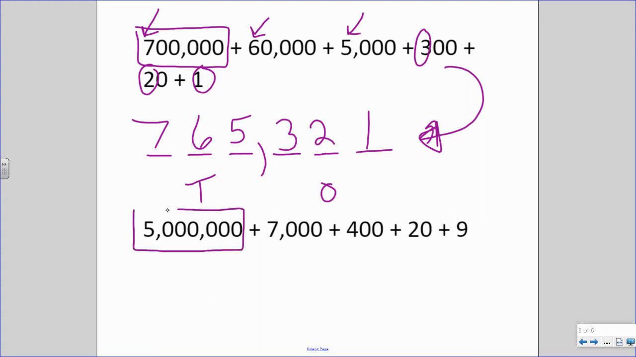We are expecting you to build these templates. So again, you build it from the biggest piece, which is the first piece. The number 5 million has 1, 2, 3, 4, 5, 6, 7 digits. So I'm going to build 1, 2, 3, 4, 5, 6, 7.